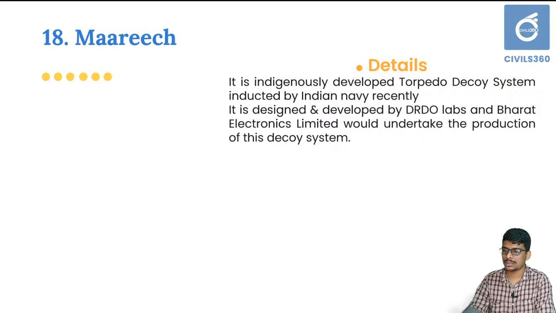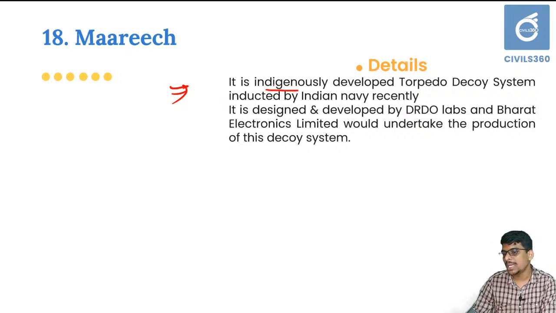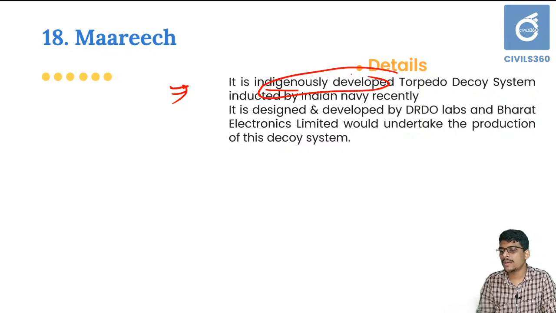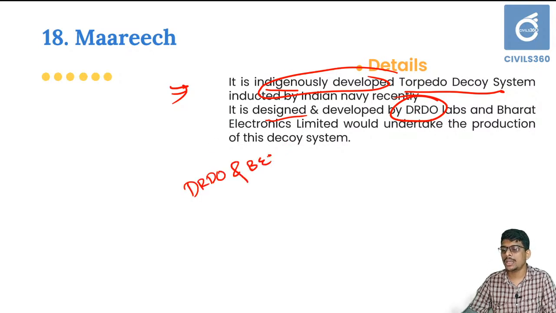And next one is Marich. Marich is an indigenously developed torpedo decoy system inducted by the Indian Navy recently. It is developed by India, that is, indigenously developed, and it is designed and developed by DRDO and BEL. DRDO and BEL partnered together to develop Marich. Okay, that is the idea of Marich. It is an indigenously developed torpedo decoy system.